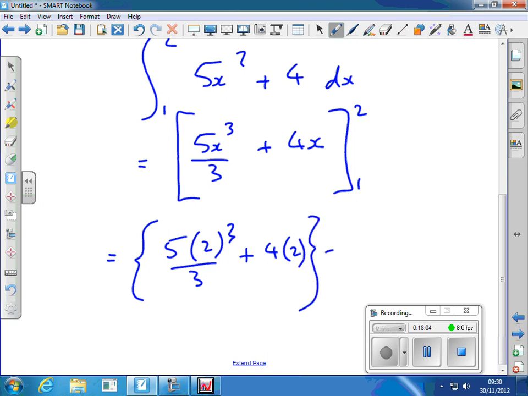Minus, and then again I use curly brackets and I put the bottom limit in. So I rewrite the integral, but instead of x, I write 1.